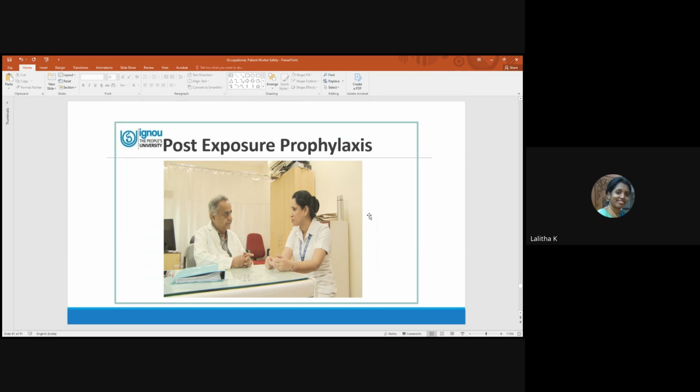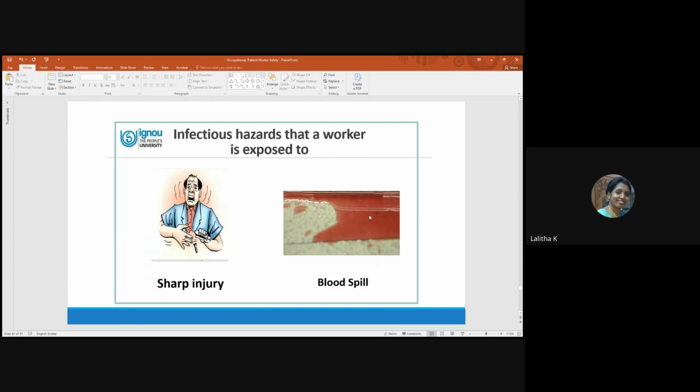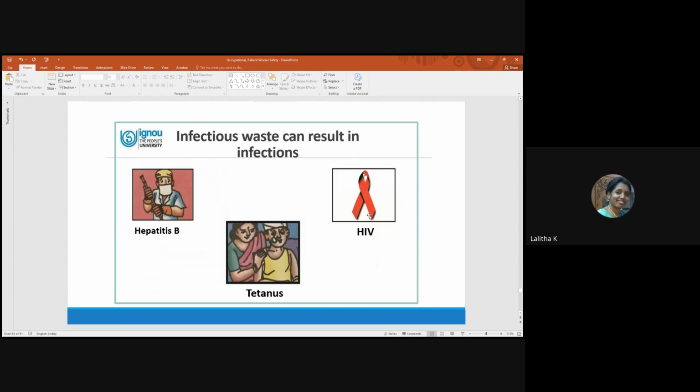Next important thing is post exposure prophylaxis. I think I spoke about it in the last class. Anyway, for our benefit, the infectious hazards that a worker is exposed to are, one, the sharp injury, and the other, the blood spill. How do we manage this? What can it cause? It can cause hepatitis B, HIV, hepatitis C, or tetanus as well.